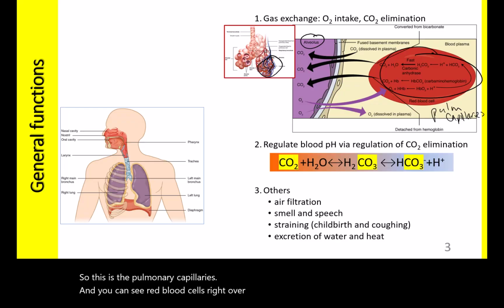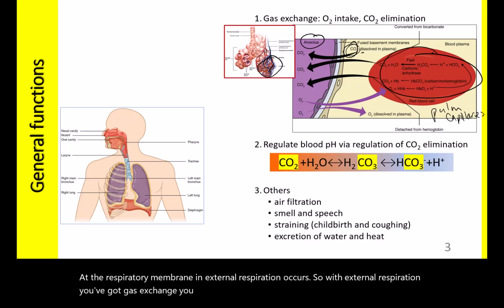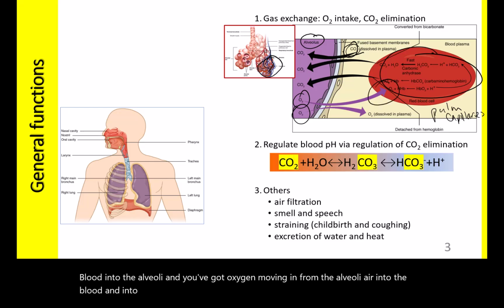At the respiratory membrane, external respiration occurs. With external respiration, you've got gas exchange. You have CO2 moving out from the blood into the alveoli, and oxygen moving in from the alveolar air into the blood and into the red blood cells. So the gas exchange happens at the respiratory membrane in the alveoli.